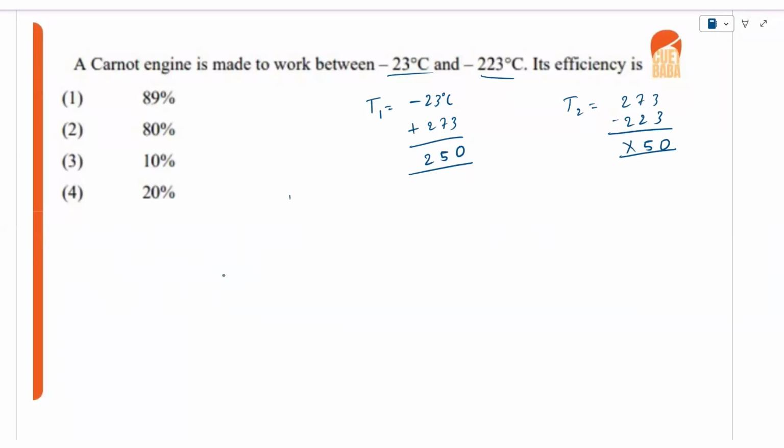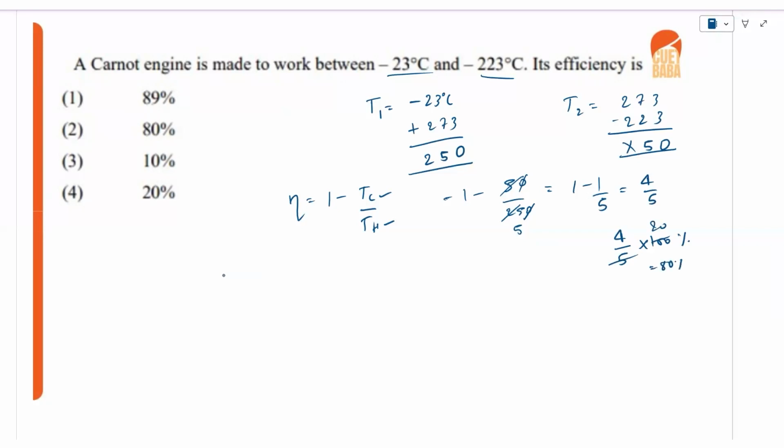So Carnot engine efficiency is equal to 1 minus Tc by Th, colder temperature upon hotter temperature. So 1 minus, what is colder temperature? Colder is 50, hotter is 250. The zeros get cancelled out and the 5s get cancelled out. So 1 minus 1 by 5. So it will be 4 upon 5, and in percentage when we convert it by multiplying 100, so 20. So the final answer would be 80%. So second is the correct option.